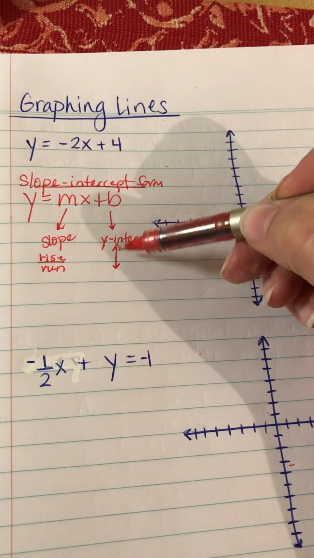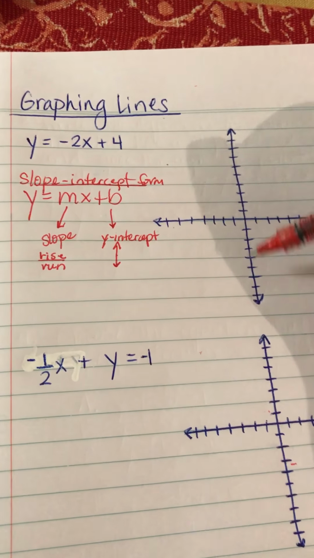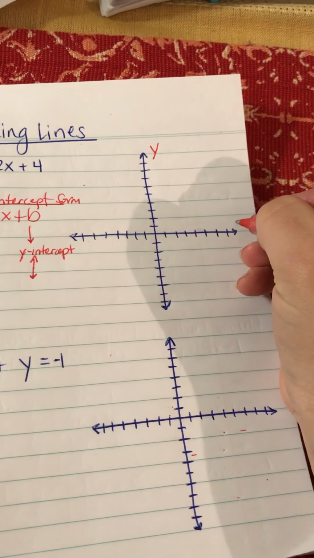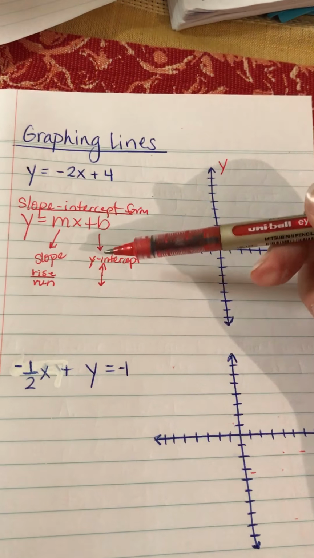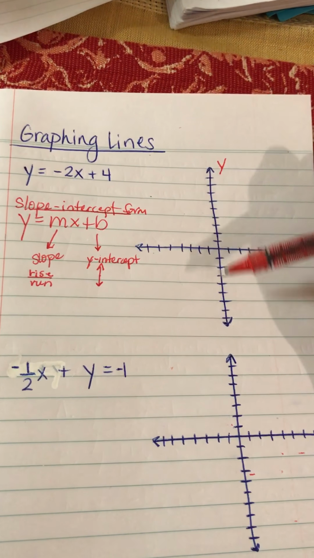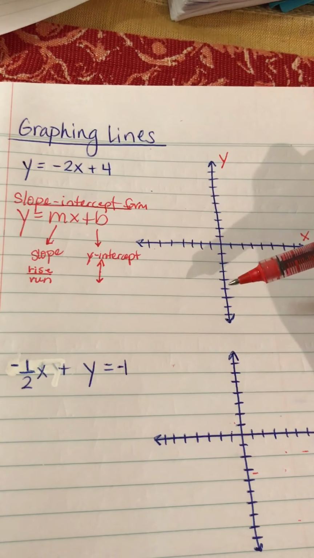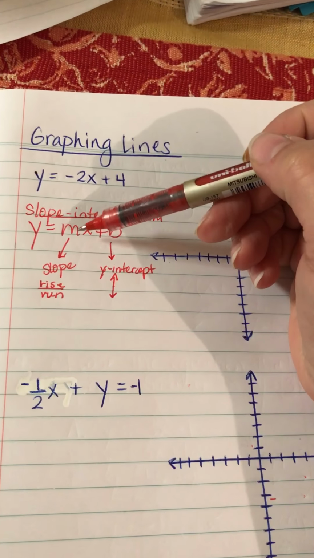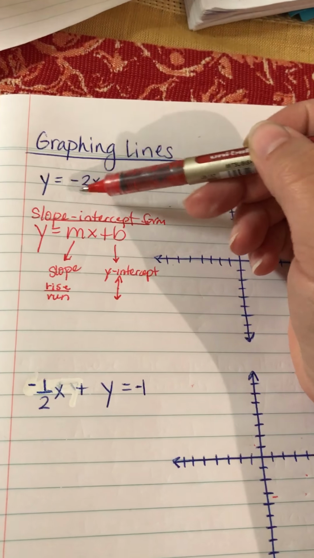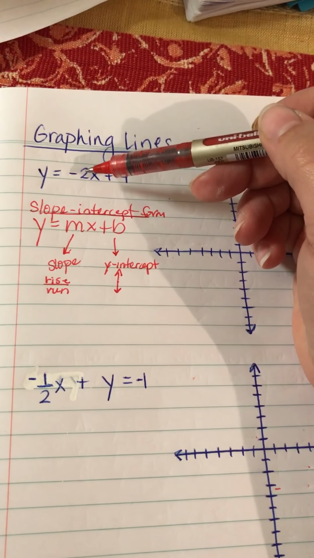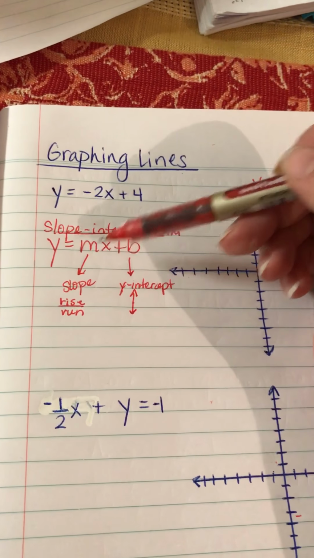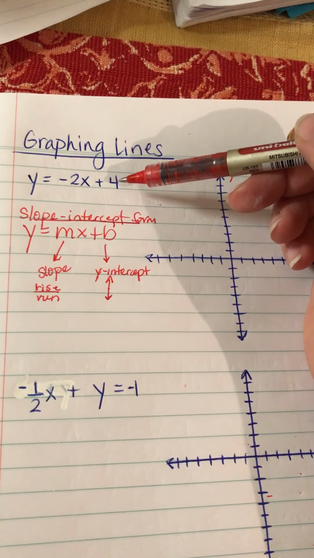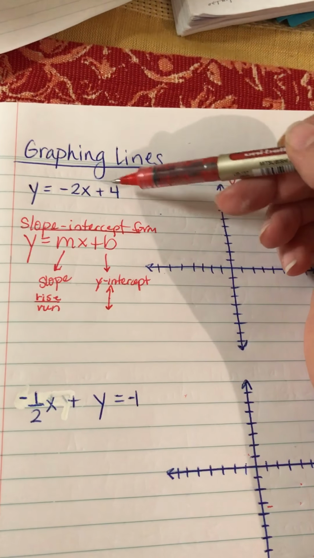This is the place where your graph will cross this vertical axis, the y-axis. This one is the y-axis, and this one is the x-axis. And so where the line crosses the y-axis is called the y-intercept. So in this equation, instead of an m, we can see that there is a negative 2. That means the negative 2 is the slope. And the b has been removed, and in its place we put a plus 4. So that means the y-intercept is the 4.